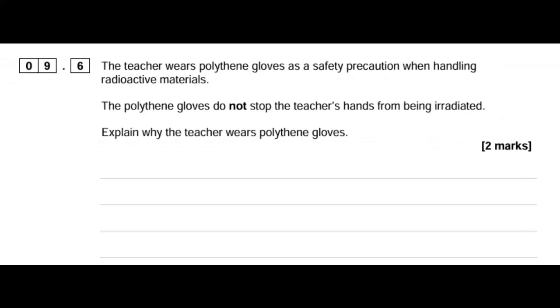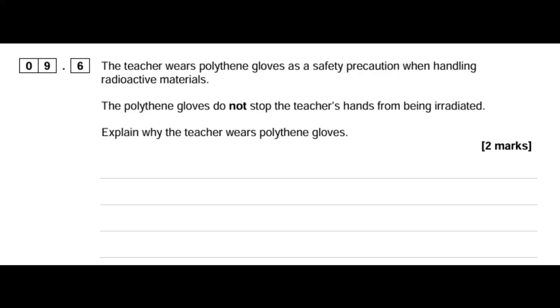Now, moving on to a slightly more experimental, tricky question, 9.6. The teacher wears polythene gloves as a safety precaution when handling radioactive materials. The polythene glove does not stop the teacher's hands from being irradiated. Explain why the teacher wears the gloves. Every time I do this question with a student, they always say it prevents the hands from experiencing radiation damage, which it specifically says in the question. It does not stop the teacher's hands from being irradiated.